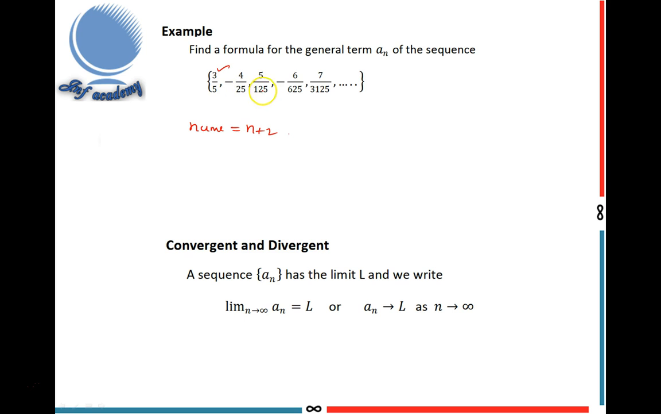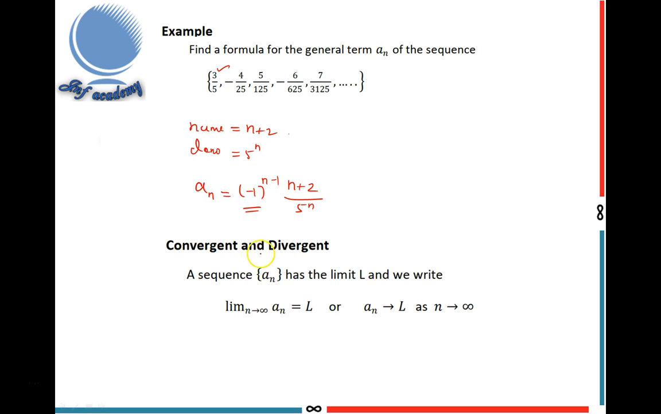5 power 1, 5 power 2, 5 power 3, etc. So the denominator is 5 power n. The signs of the terms are alternately positive, negative, so we need to multiply by the power of minus 1. Finally, I got the nth term as (minus 1) power n minus 1 times (n plus 2) by 5 power n. N minus 1 or n plus 1, these two are correct. So the nth term an equals (minus 1) power n minus 1 times (n plus 2) by 5 power n.